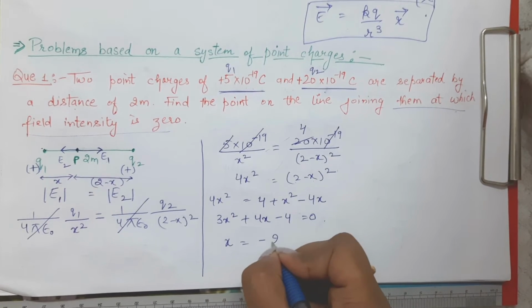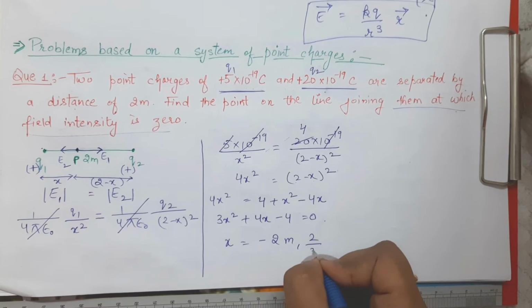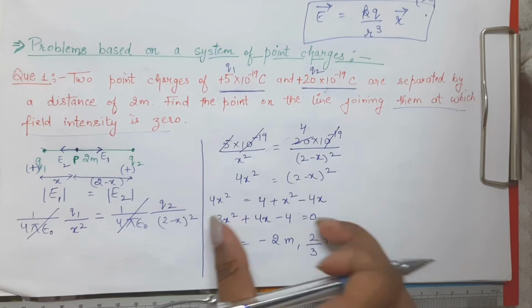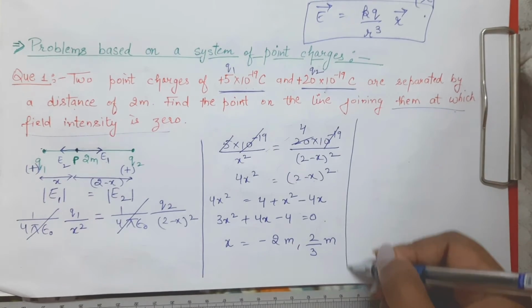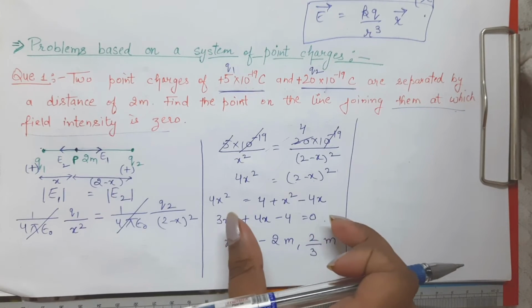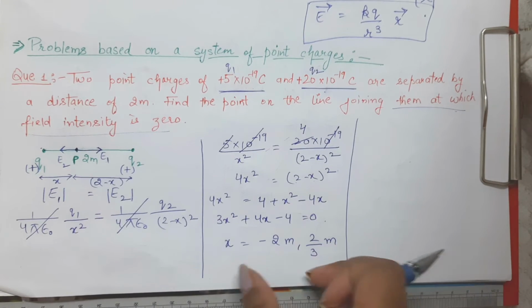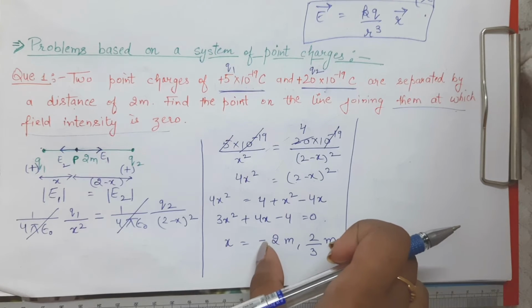Those will be minus 2 meter and 2 by 3 meter. You can solve this quadratic equation. It will become very lengthy, that's why I'm solving it just like this. You can use the middle term splitting method as we have done in the 9th or 10th class, and you will be getting these two answers.